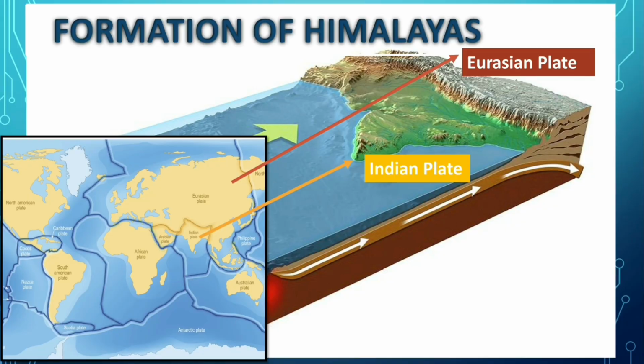Look at this picture, and this picture will give you a clear idea about the formation of Himalayas. The Himalayas were formed as a result of collision between the Indian plate and the Eurasian plate. As a result of this collision, the sedimentary rocks which were settled in the large scale depression in the earth's crust called Tethys were folded and formed the Himalayas. Here you can see this is the Himalayas.